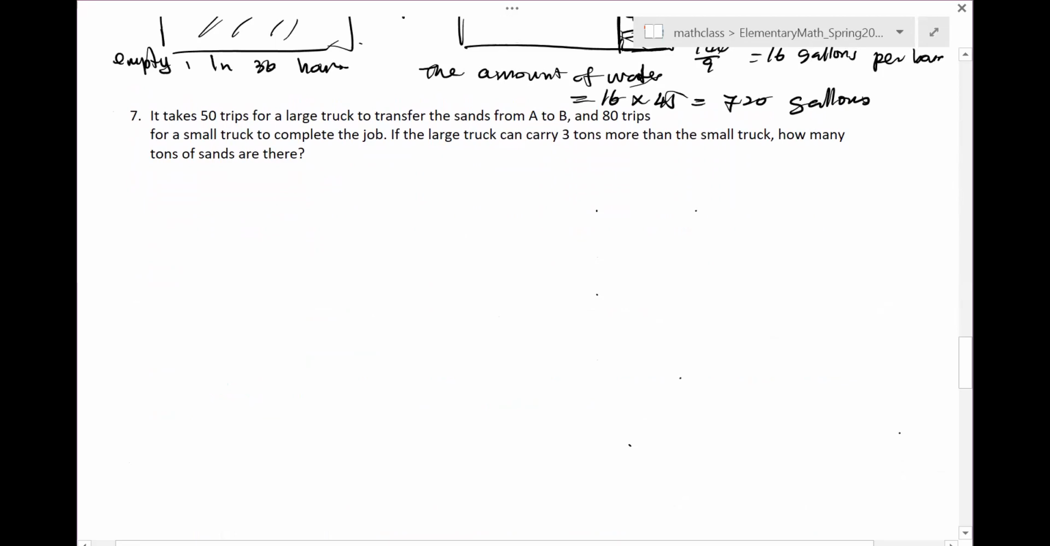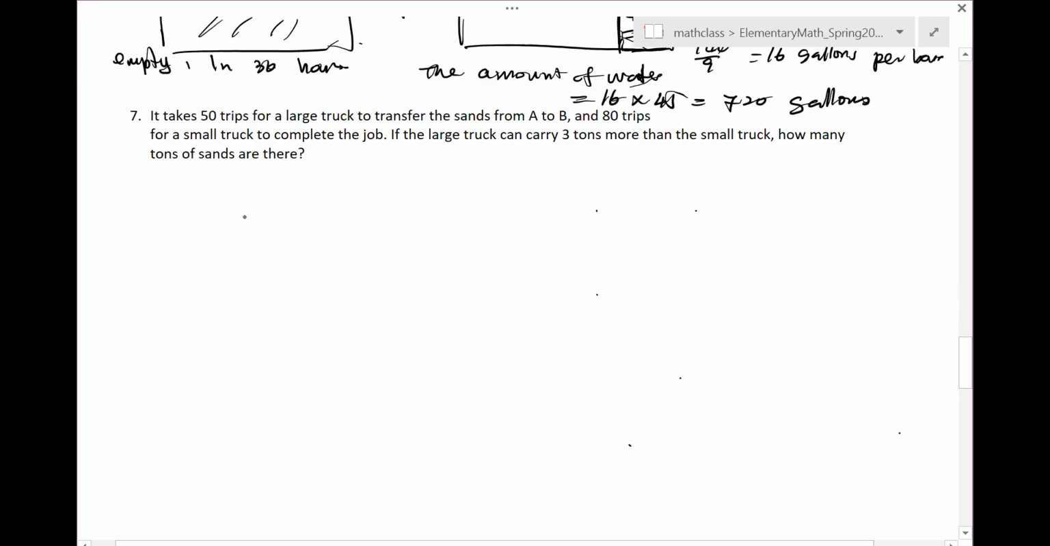It takes 50 trips for a larger truck to transfer the sand from A to B, and 80 trips for a small truck to complete the job. If the larger truck can carry 3 tons more than the small truck, how many tons of sand are there? It's very similar to the swimming pool problem, right? The previous problem. This time I'll just use the equations.